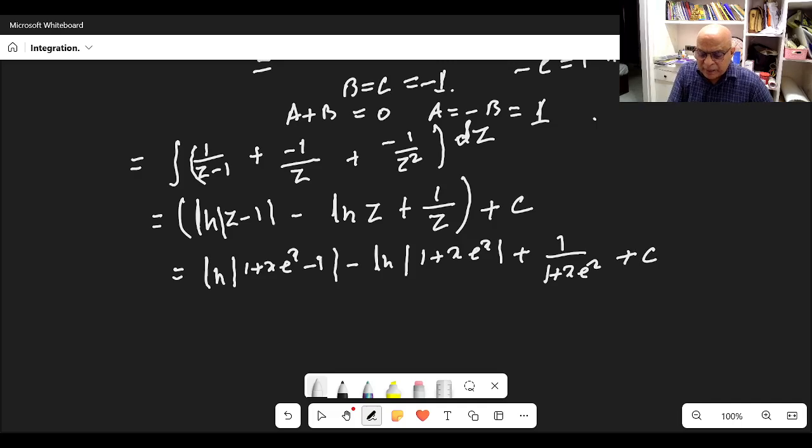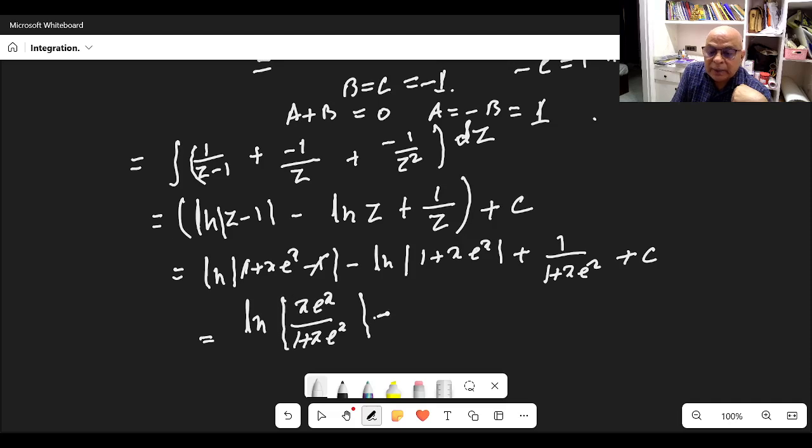We can simplify it here. 1 will cancel out, and then finally ln a minus ln b becomes ln (a by b). So this will become natural log of x e^x by (1 plus x e^x) in modulus sign, and then plus 1 by (1 plus x e^x) plus C. And this is our final answer.